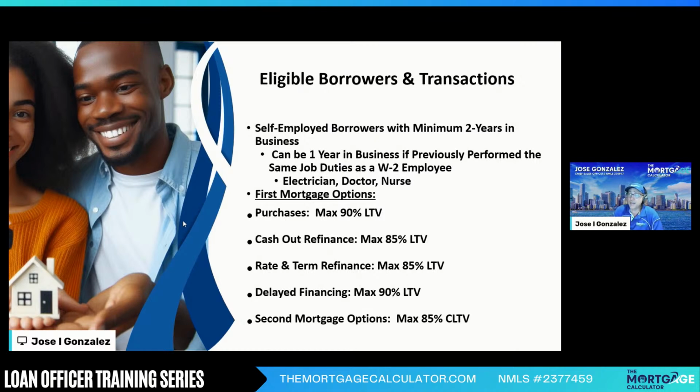And then we have second mortgage options as well, or HE loan and even HELOC options using bank statements to qualify the borrower for income. Those options are max 85% CLTV, meaning between the first mortgage and the second mortgage, max 85% CLTV.